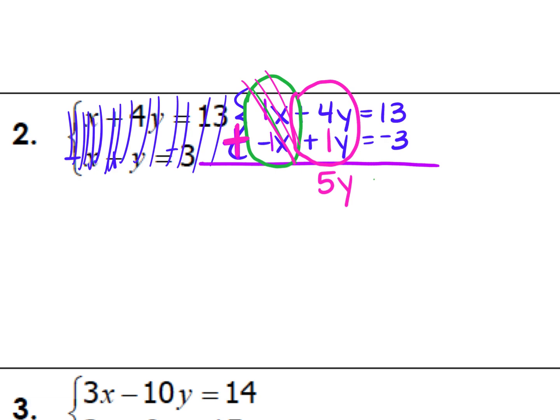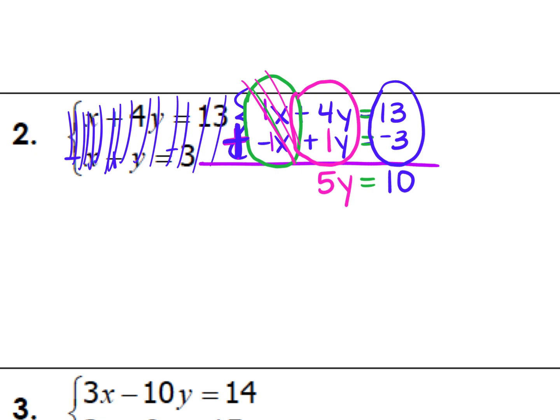Now you bring down your equal sign, because you've got your equal signs here. Okay, and now you move to the right side. And again, we're going to add them together. 13 plus a negative 3. So 13 plus negative 3 is 10. And now you have 5y equals 10.